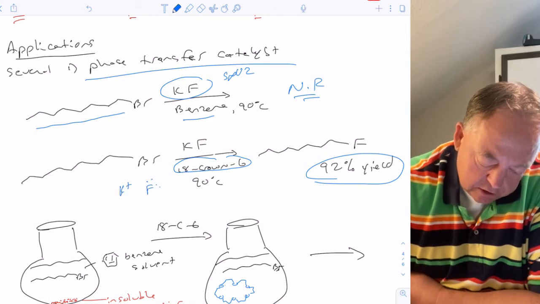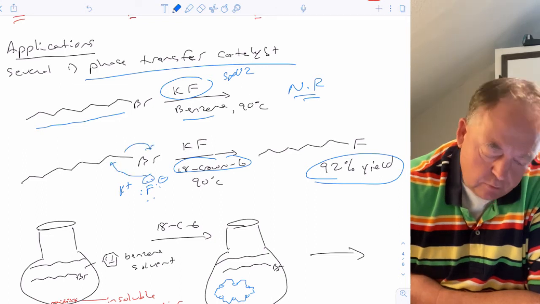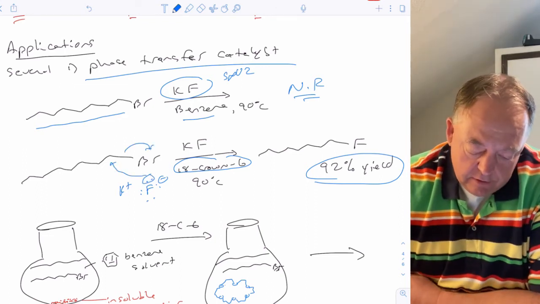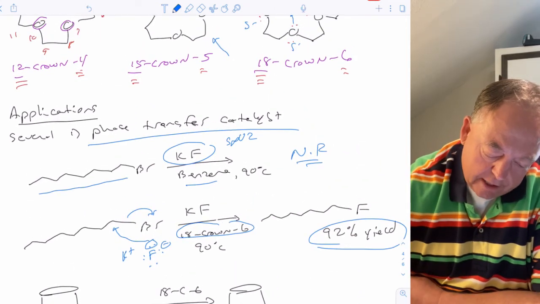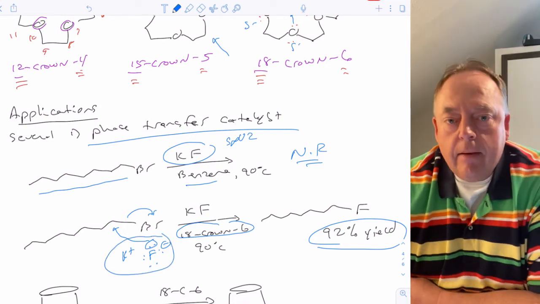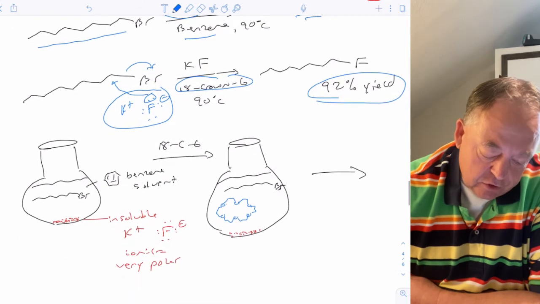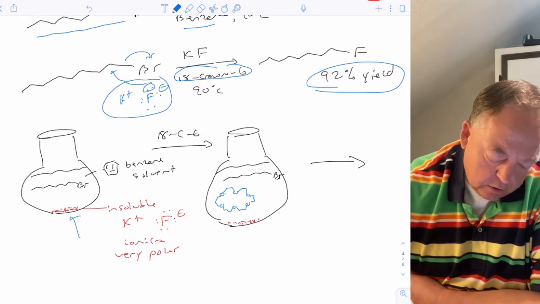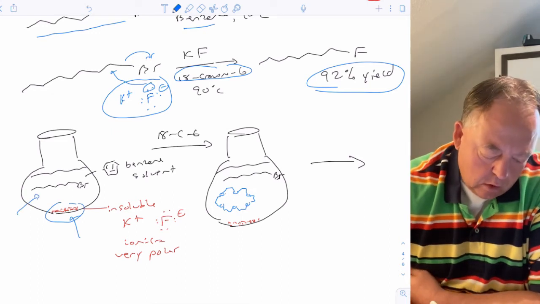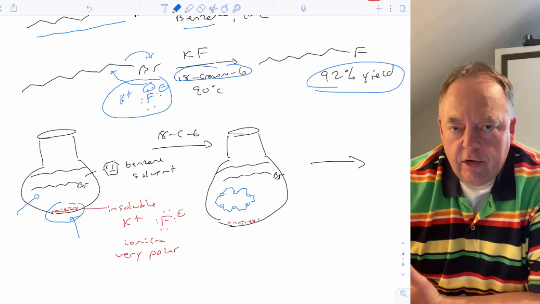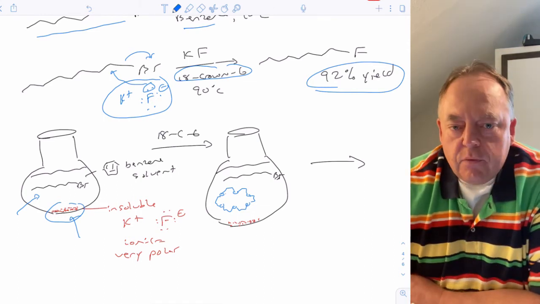In order for this reaction to work, F minus basically comes in and attacks here and kicks bromine out. The issue here is, if you have benzene, well, potassium fluoride is an ionic compound. It's very polar. Will it dissolve in benzene? The answer is no. So you would have insoluble potassium fluoride. The 1-bromooctane is very nonpolar, so it will dissolve in benzene, but the potassium fluoride will not, so they can't react with each other.